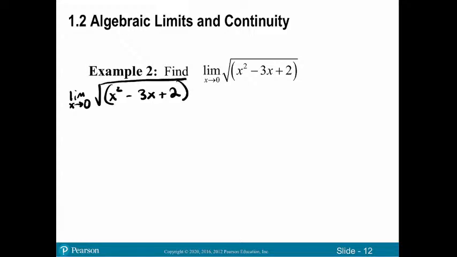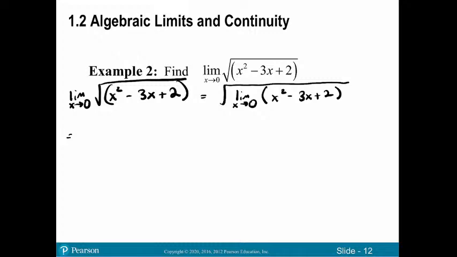Then I think there was a property we said the limit of the radical is going to be the radical of the limit. So this should be the same as the square root of the limit as x approaches 0 of x squared minus 3x plus 2, right? We essentially just pass the limit into the radical, provided some stipulations, but we're okay. So then this is a repeat of the previous example.